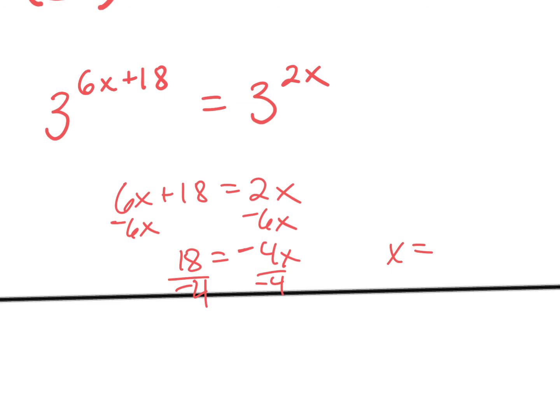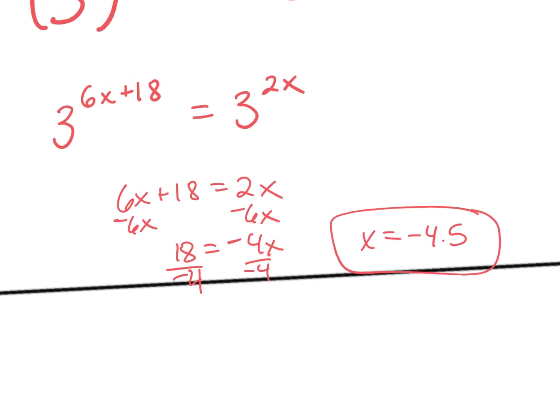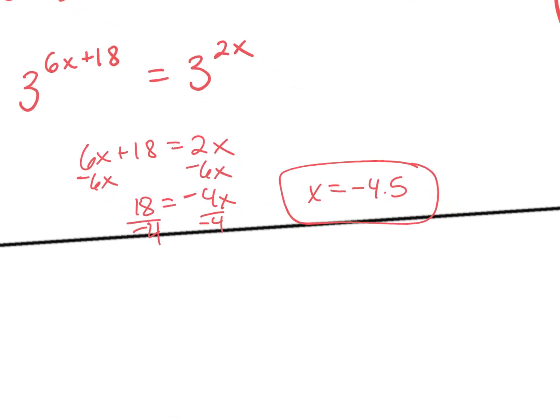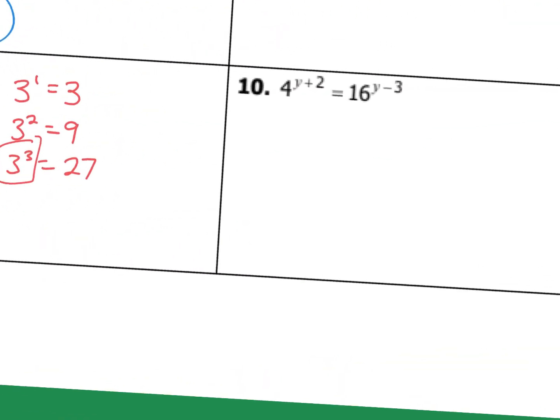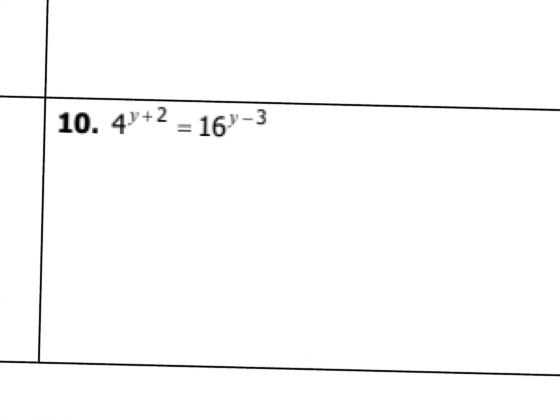Ooh, I heard a lot of things. What? Negative 4.5. Good. Good, good, good. Questions on that? Okay. Good deal. So I want you to try number 10.